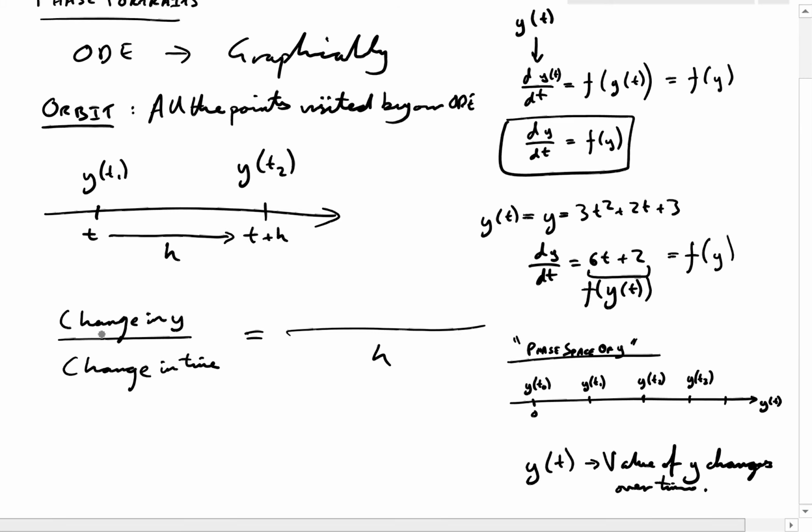Then what have we got as a change in y? Well, it's going to be y of t plus h, because it's a function now, y of t plus h, minus y of t. Because t1 equals t, and t2 is equal to t plus h. So therefore, y of t1 is going to be y of t. Sorry, no, this is y of t2.